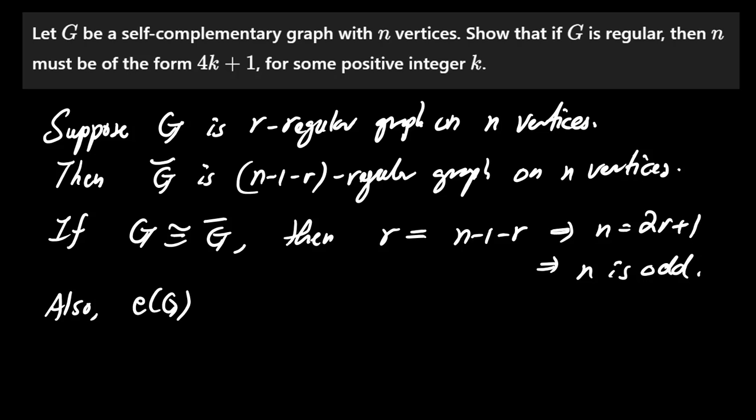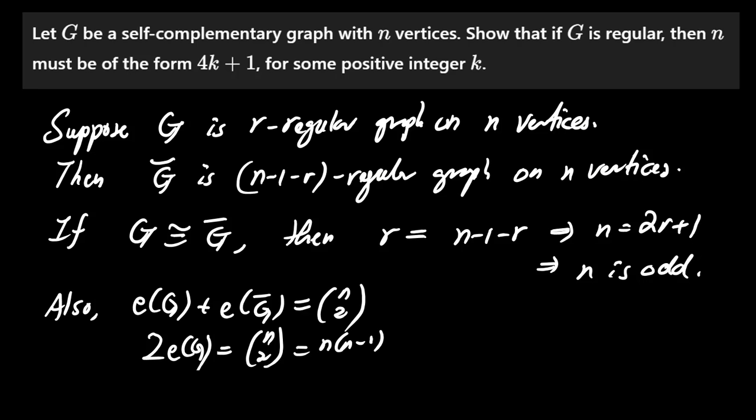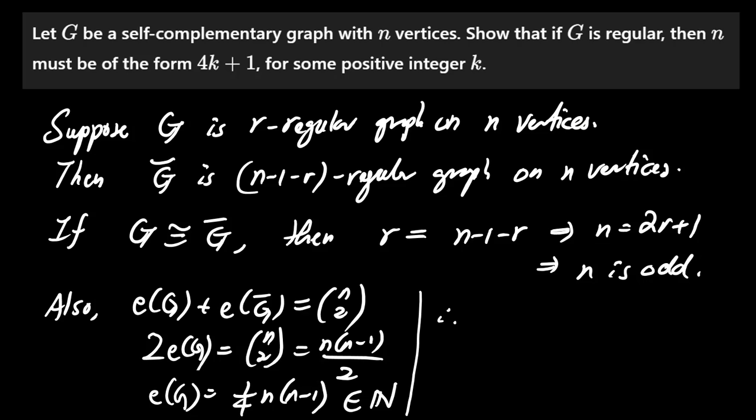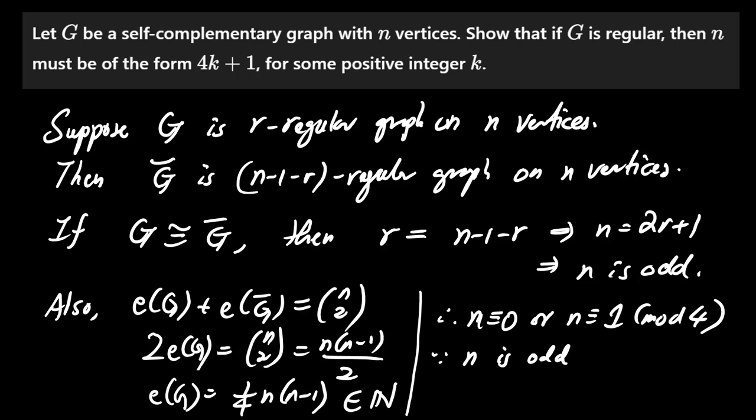Now let's count the number of edges. A self-complementary graph must have exactly half the total possible edges. That gives E of G equals N times N minus 1 divided by 4. This expression is an integer only when N is congruent to 1 modulo 4. Therefore, a regular self-complementary graph must have N equals 4k plus 1 vertices, where k is a positive integer.